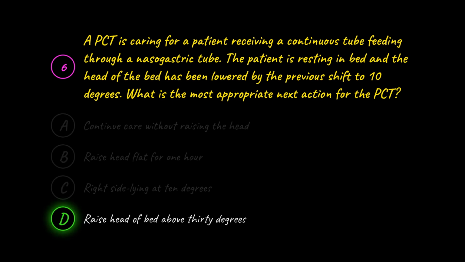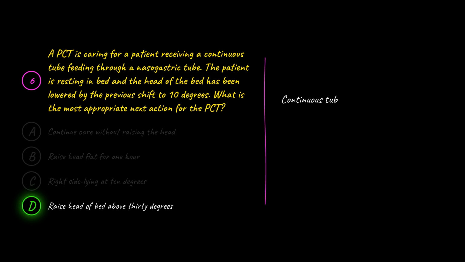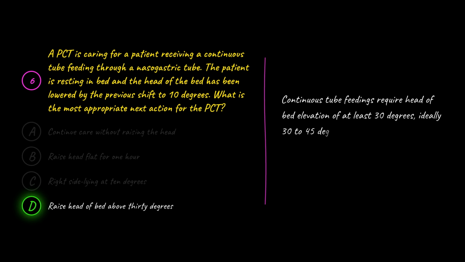The correct answer is D. Raise head of bed above 30 degrees. D is correct because continuous tube feedings require head of bed elevation of at least 30 degrees, ideally 30 to 45 degrees, to reduce reflux and aspiration. A 10-degree position is unsafe with the feeding running.